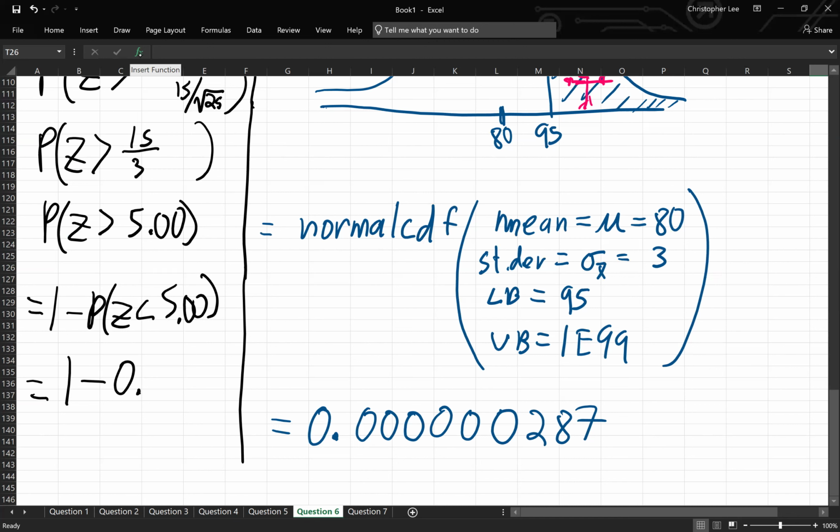Same thing, normal distribution, right? We're going to look for 5.00. So go down, find 5.